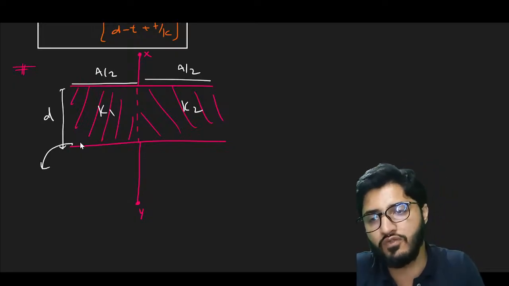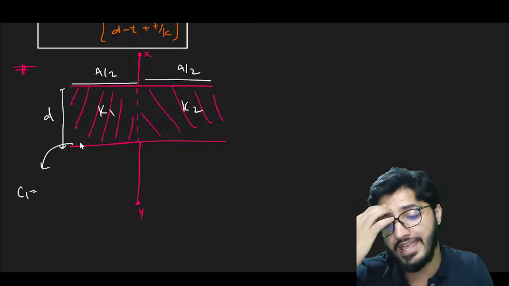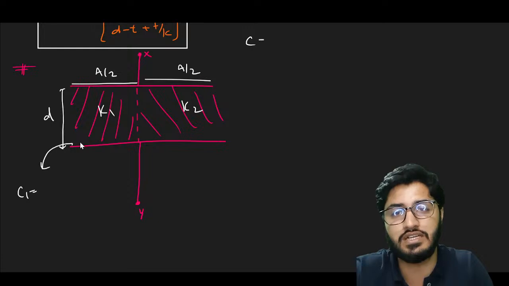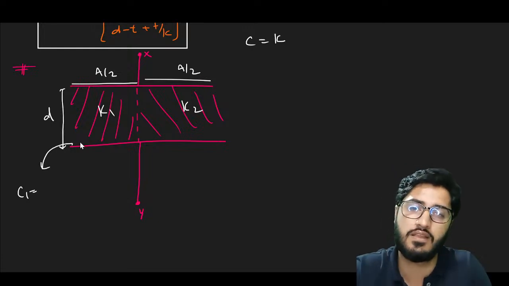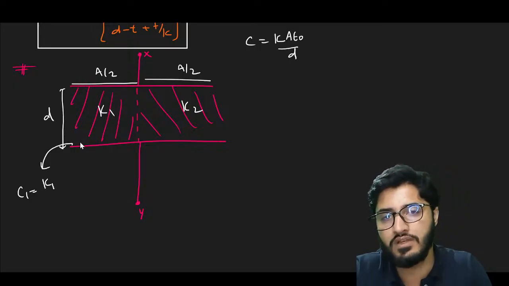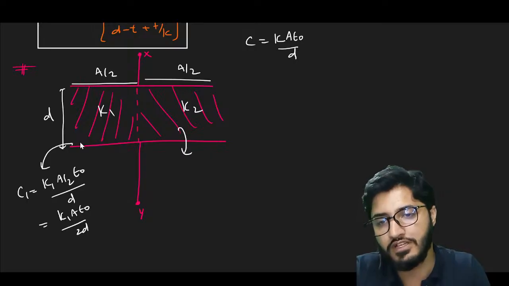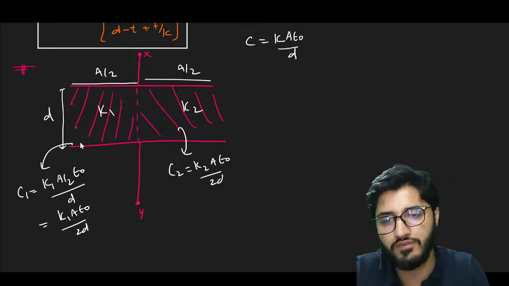What will be C1? Look, what is C now? It is K A epsilon naught by D. So for C1, K is K1, A is A by 2, epsilon naught divided by D. So I can write it as K1 A epsilon naught by 2D. For this one, C2 is K2 A epsilon naught divided by 2D.